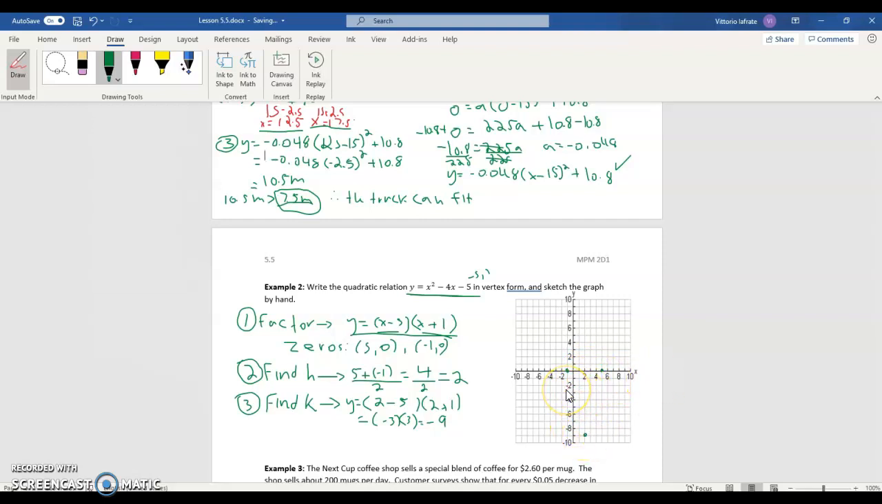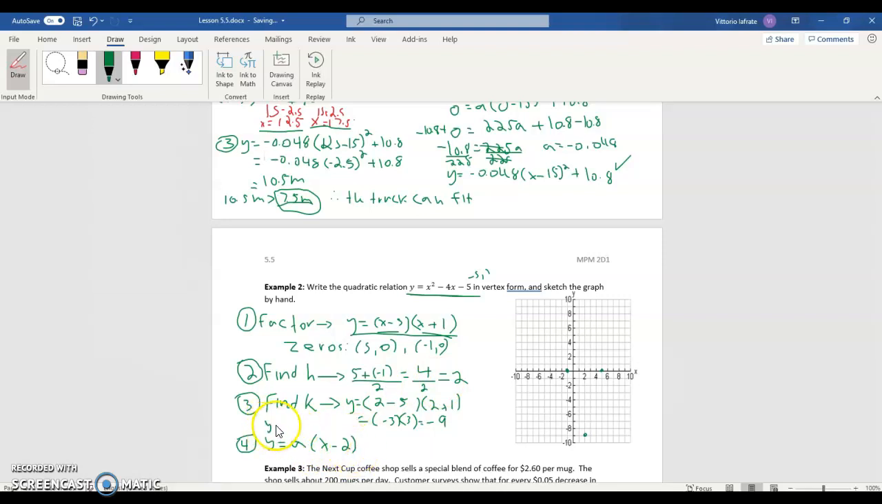And so there I have 3 points that I could use in order to draw my parabola. But I'm not done yet. I have to write this in the vertex form. So the vertex form, remember, is this. Y is equal to A times x minus h. We found h, which is 2, so x minus 2.